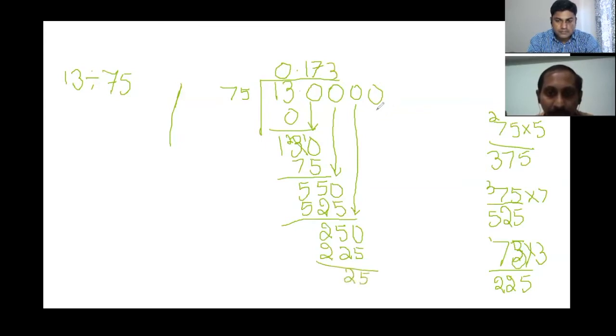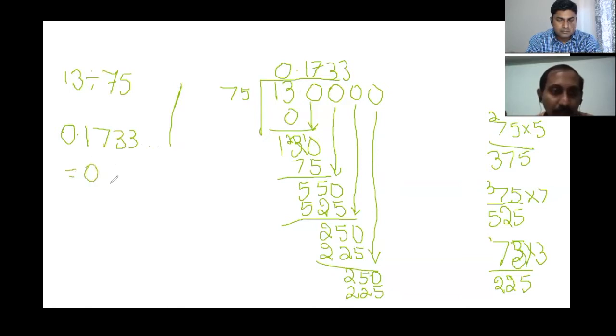Now next number 0. We see that we got 250 here, again we are getting 250. So again 225 here and 3 here. This 3 will be repeating, so it goes on repeating. So the answer of this is 0.17333, and this 3 repeats. We can write this as 0.17 and 3 with a bar over it, telling that it is repeating. Now this is a rational number.